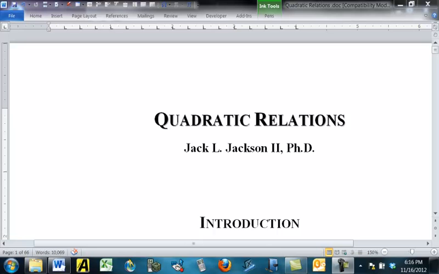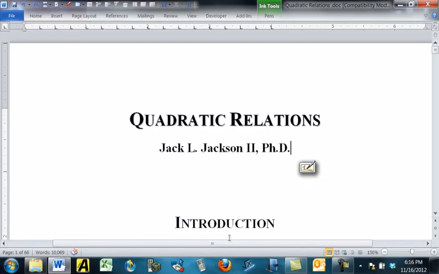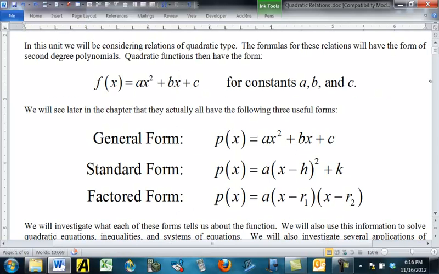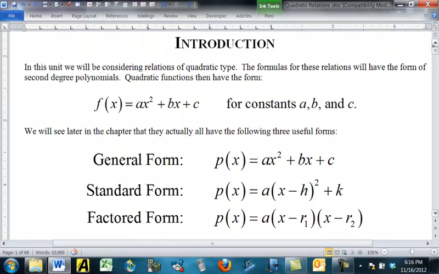This is the first of a series of lectures on quadratic relations. So we'll start with an introduction here. Quadratic functions have the form f of x equals ax squared plus bx plus c for some constants a, b, and c. So they're second degree polynomial equations.